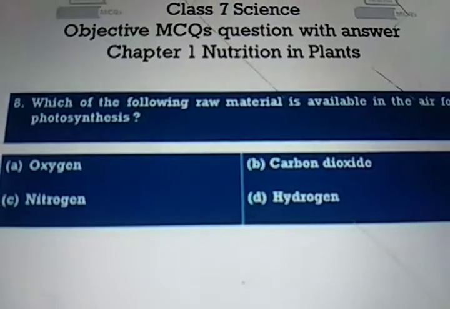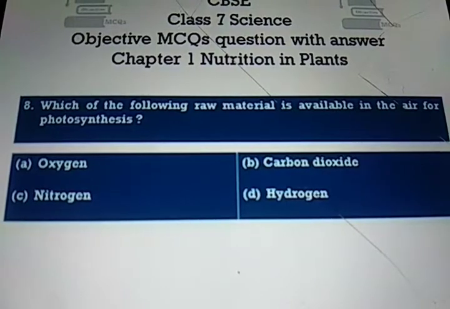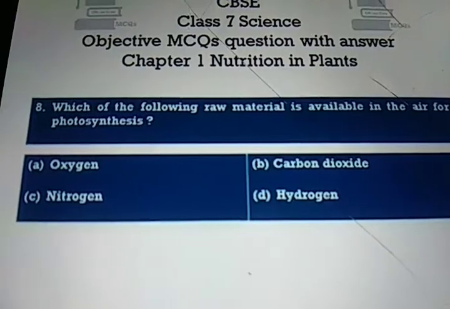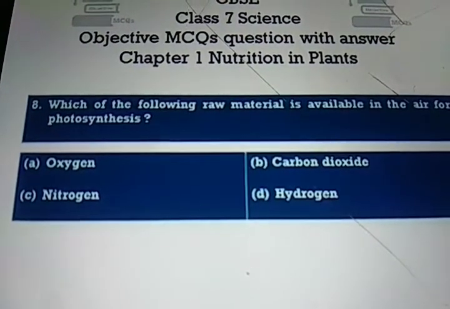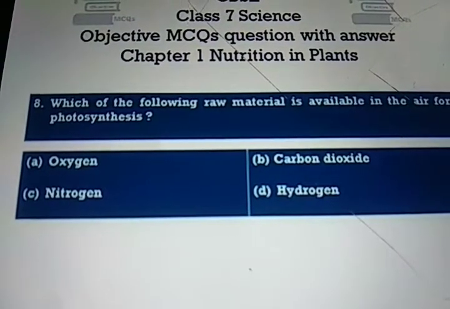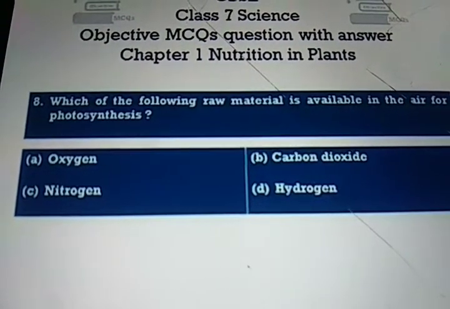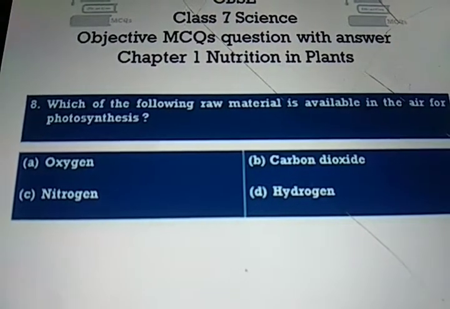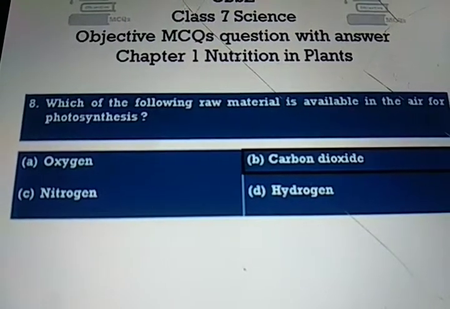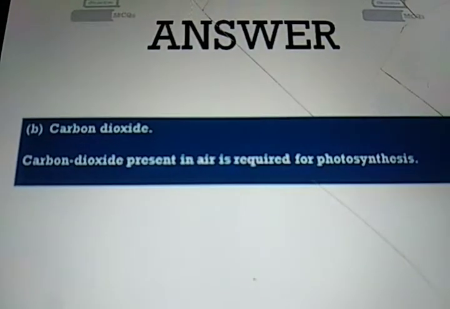Question number 8. Which of the following raw materials is available in the air for photosynthesis? Option A, oxygen. Option B, carbon dioxide. Option C, nitrogen. And option D, hydrogen. I hope you all know this answer. And our answer is option number B. So carbon dioxide present in the air is required for photosynthesis.